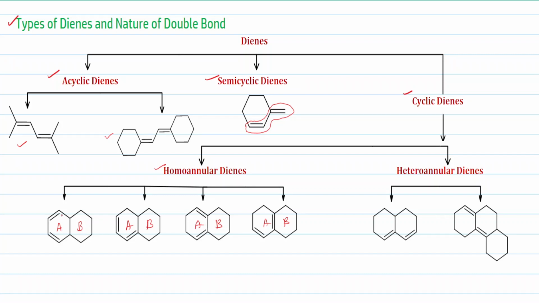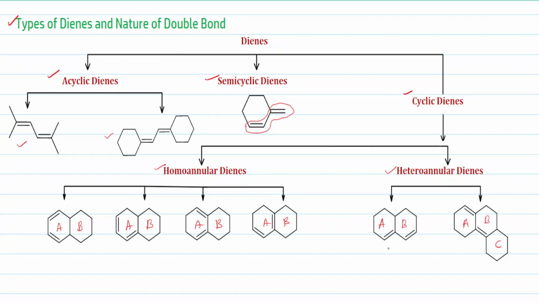Now in this structure, these are the two bonds here, and here also double bonds are present which are conjugated. Now in a heteroannular diene, hetero means different. When two double bonds are present in two rings and they are conjugated, then it is called a heteroannular diene. This is the first ring here, the second, then in this A, B and C.